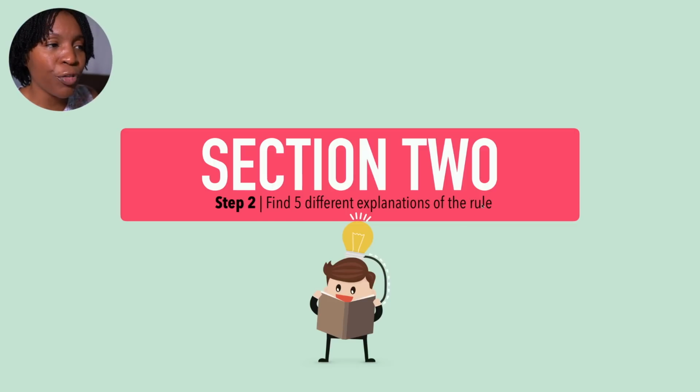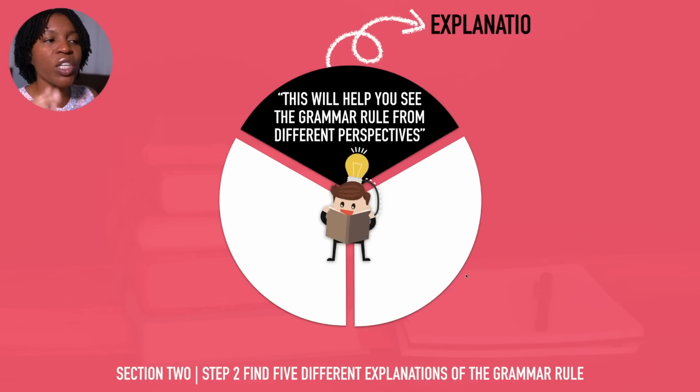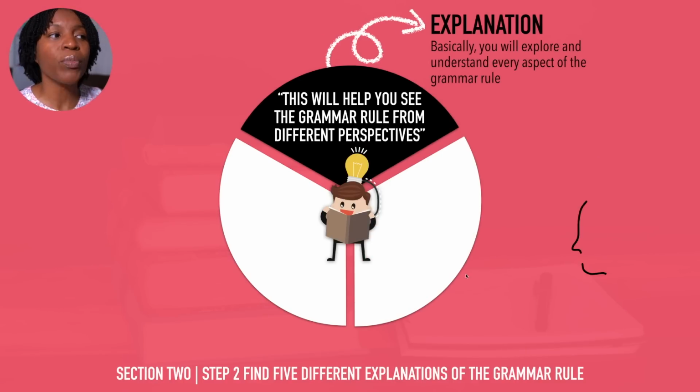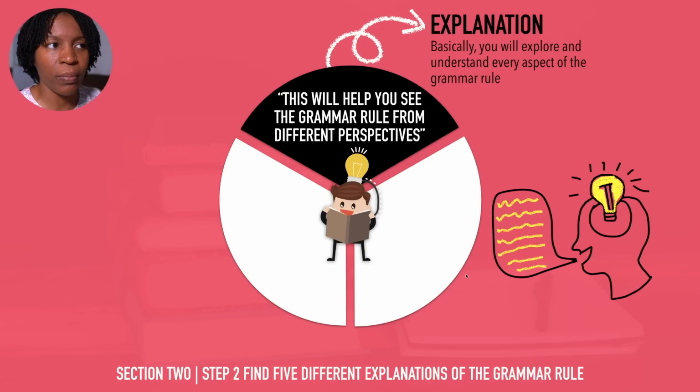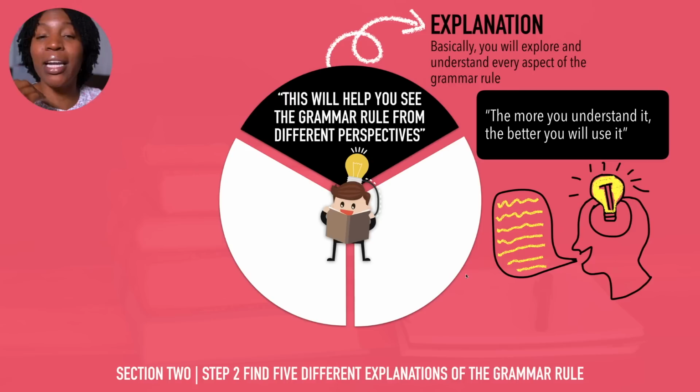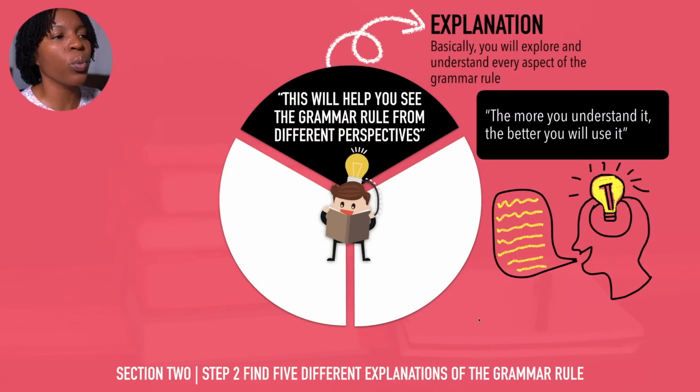Find 5 different explanations of the rule. Now, this is important. This will help you see the grammar rule from different perspectives. Basically, you will explore and understand every aspect of the grammar rule. You see, what happens sometimes, you'll find a grammar rule, right? Maybe you'll find it in a book, but you don't understand what the grammar rule is actually saying. You need to find the same grammar rule with a different explanation somewhere else. You see, the more you understand, the better you will use it.